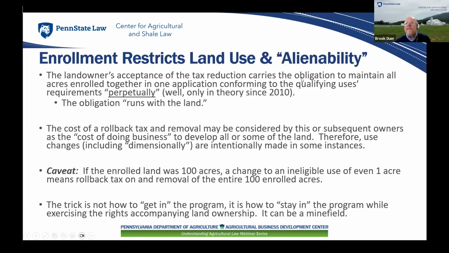So these obligations to maintain the acres in conformity with all of the requirements for the qualifying use, whether it was ag reserve, forestry, they theoretically exist perpetually. The obligation runs with the land. So you can sell the property, it just remains subject to the clean and green requirements, and would be subject to a rollback if things change, if there are changes made in the use, or the dimensional, the lot sizes.